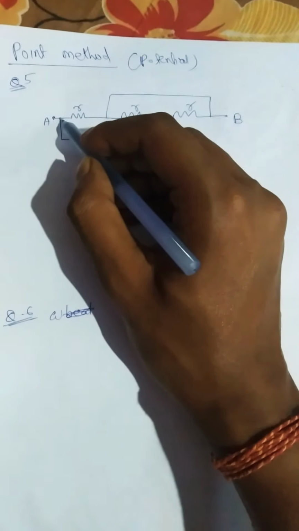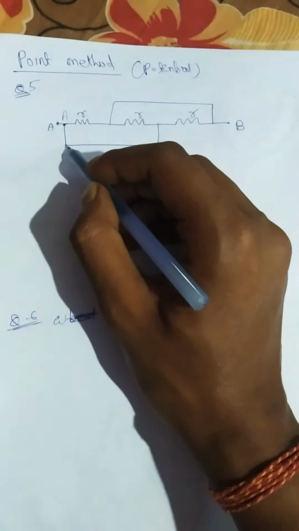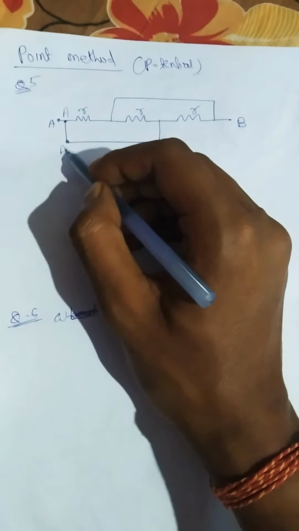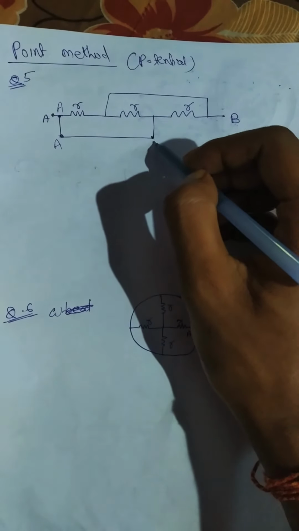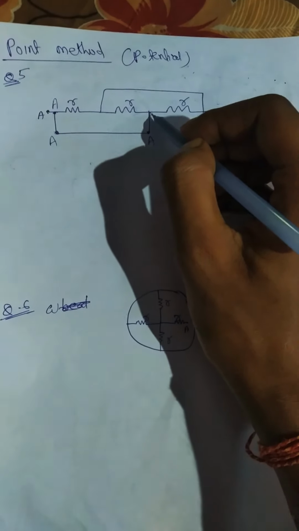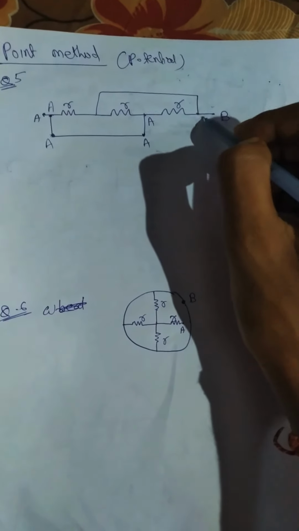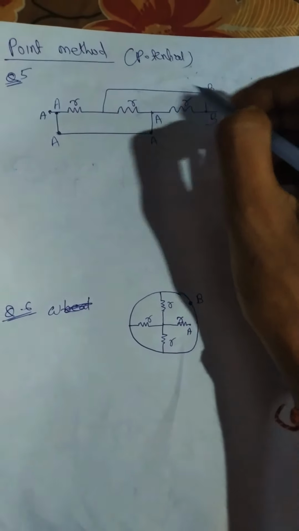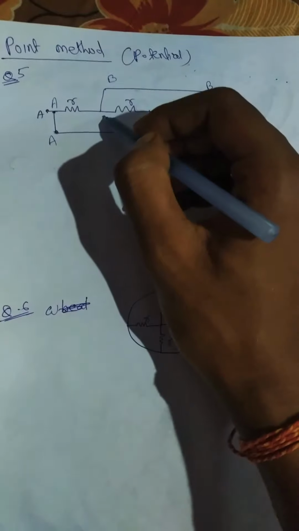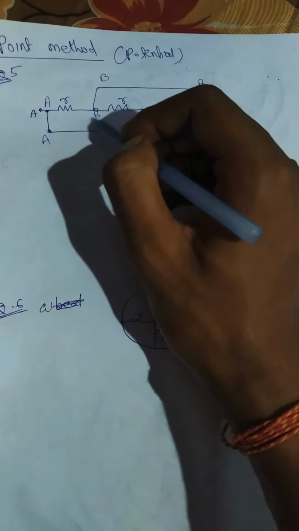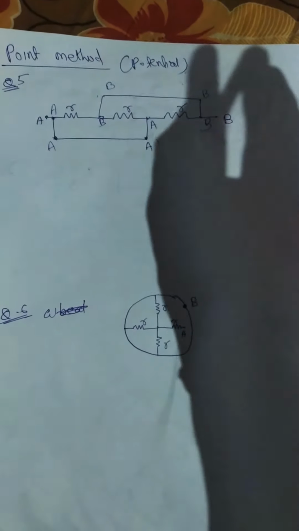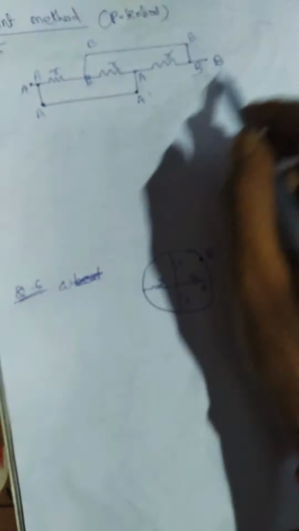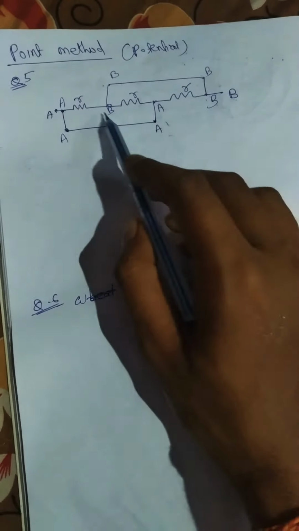So the potential at this point is A. This point will be A because there is no potential drop in between. So this point will be A and this point will be A. This is the B point, this point will be B, and this point will also be B. So the potential at this point, this point and this point are the same. So we get only 2 points, that is A and B.